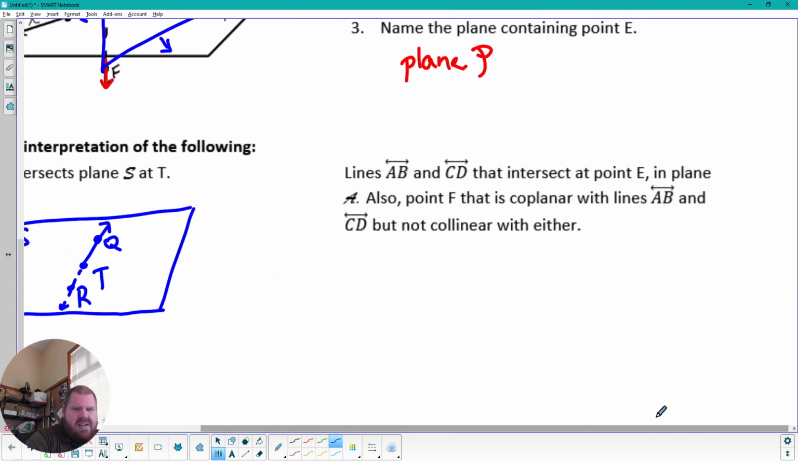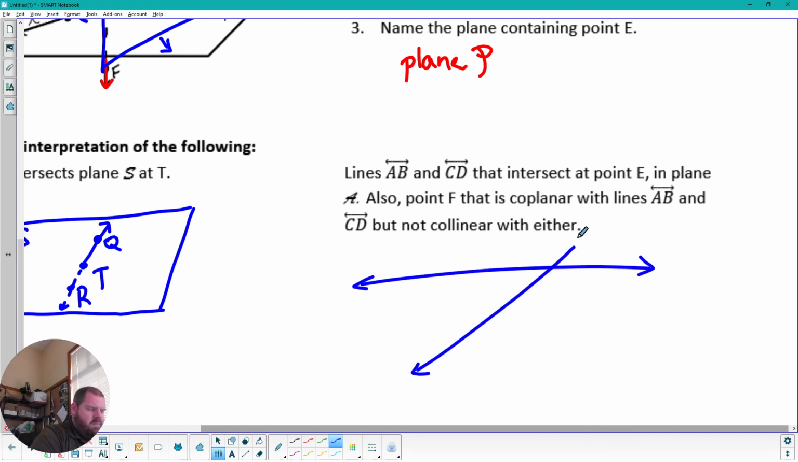Okay, next one has a lot of stuff going on, but it's not really that bad. I see lines AB and CD that intersect at point E. So that means I need two lines that intersect. And I'm picky about how they intersect. They intersect at point E. And this one's AB, so we got to have A and B on there somewhere. And this one's CD, so let's have C and D on there somewhere.